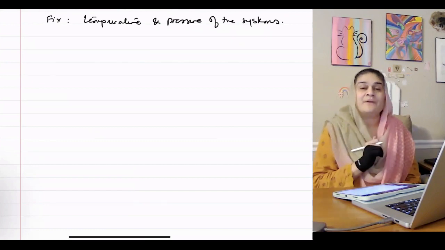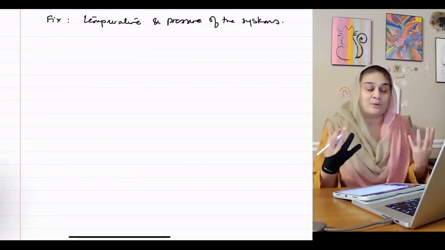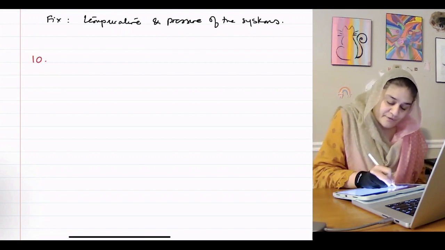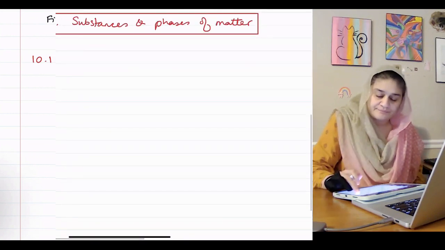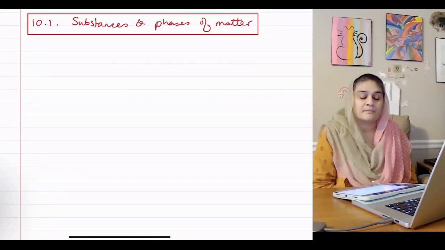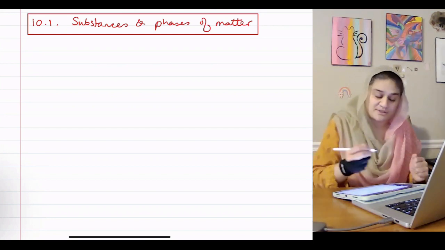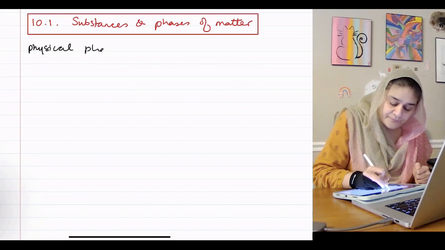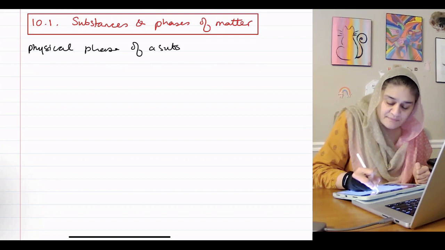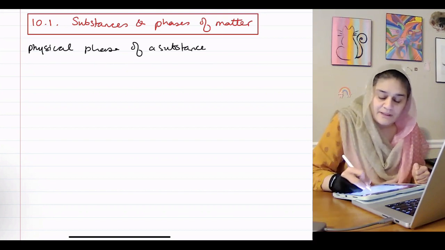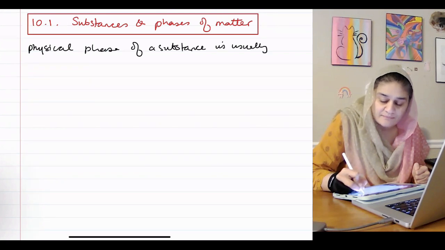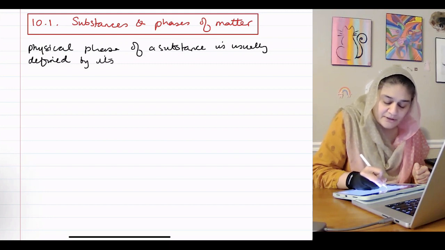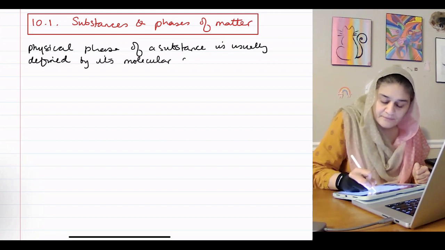Now, as step one, let's consider broadly what is a system and what are the different phases of matter. So section 10.1. What is a physical phase of a substance? A physical phase of a substance is usually defined by its molecular structure.